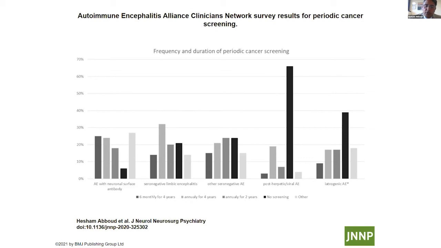Of course, this excludes patients who have iatrogenic autoimmune encephalitis secondary to immune checkpoint inhibitors. Those patients obviously already have a known cancer. That's why they were given immune checkpoint inhibitors, and cancer screening, again, will be dictated by the oncologist.